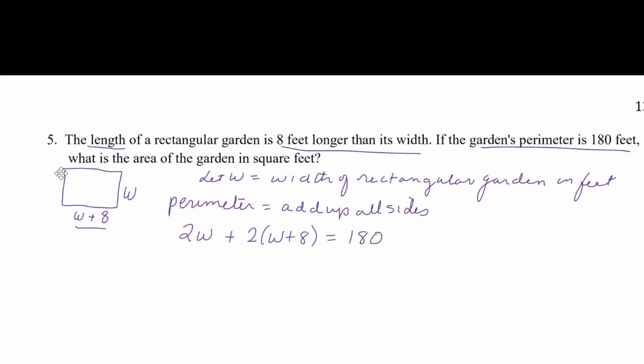Okay, so this is a linear equation so far, right? So we're going to go ahead and distribute the 2 here. And so we have 2W plus 2W plus 16 equals 180. Combining like terms, we get 4W, and then we're going to subtract the 16 equals 164. And then we're going to divide by 4. And so we get that W equals 41 feet. Okay.